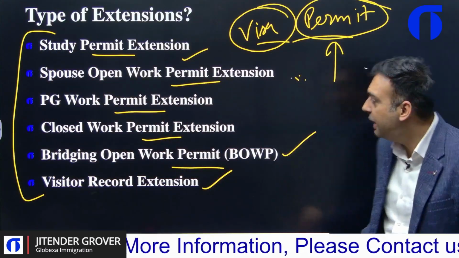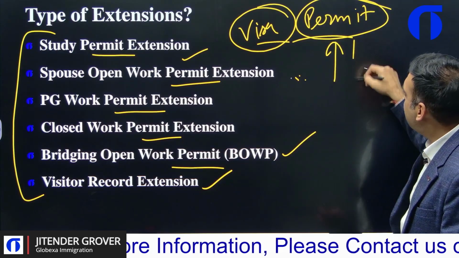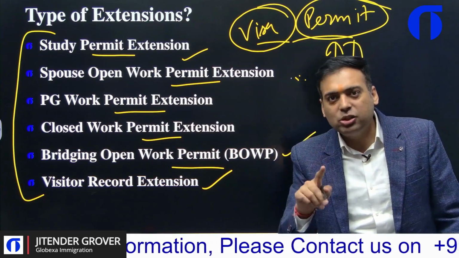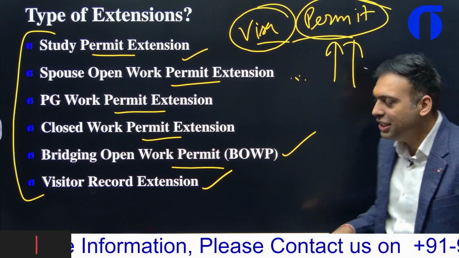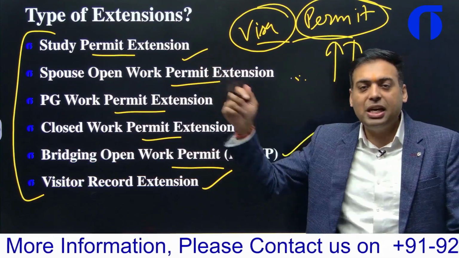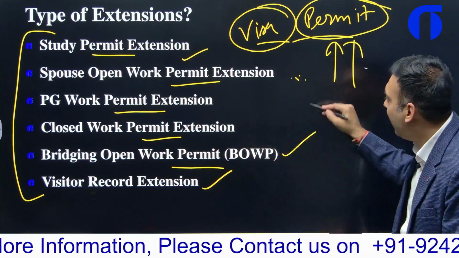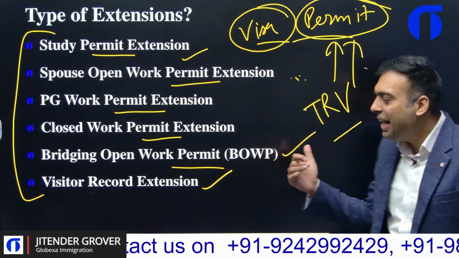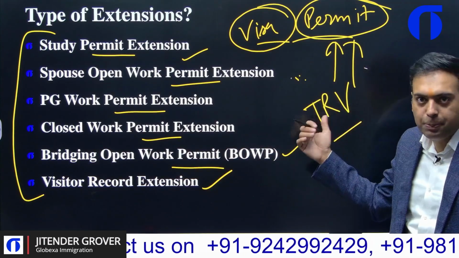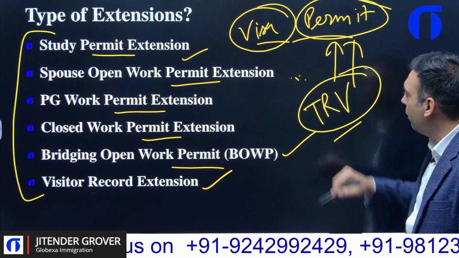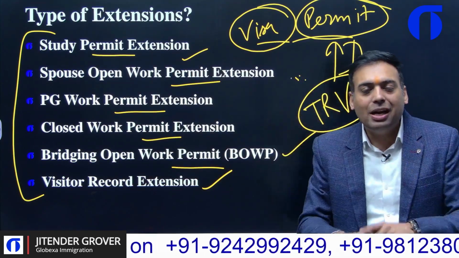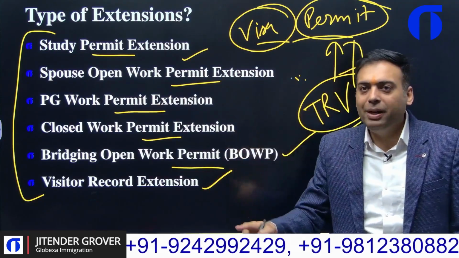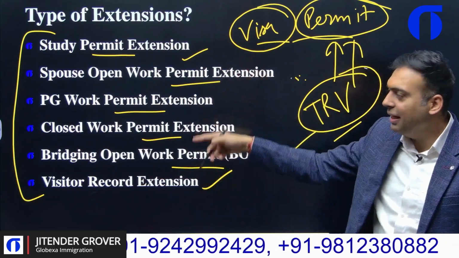As I have shared, permit extension means the extension of the permit, that A4 sheet, that is your permit. Extension is going to be on this permit, not on the visa. If you want to extend the visa on your passport, you need to apply for a TRV, temporary resident visa. That is going to be the extension of your visa on the passport. So you need to apply for a TRV from inside Canada to extend the visa on the passport. But otherwise, when we talk about the extension of a permit, these types of permits can be extended in Canada.